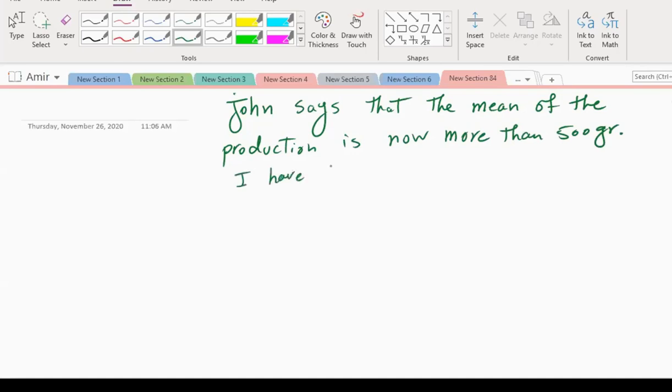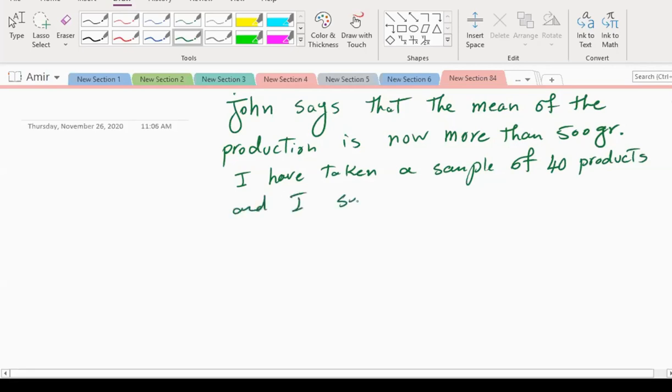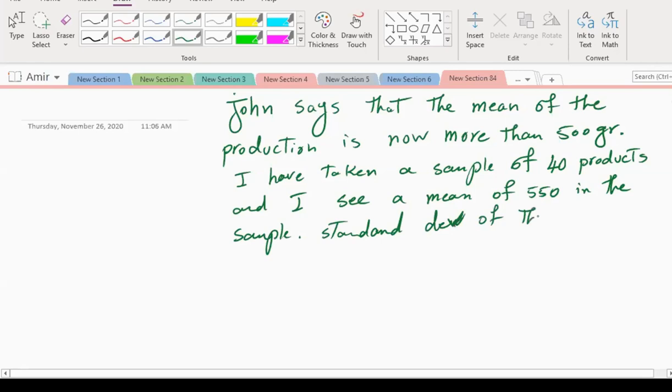I have taken a sample of 40 products and I see a mean of 550 in the sample. Standard deviation of the sample is 10.